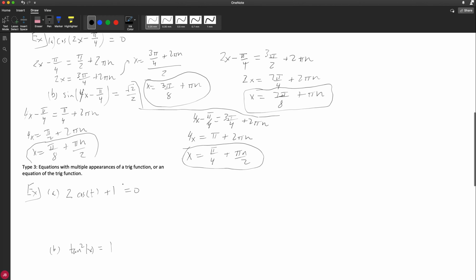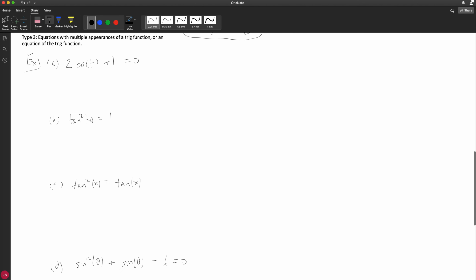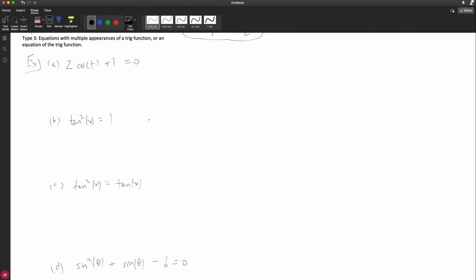All right, now coming down here to type 3, you kind of have to use some algebra techniques to solve these problems. So here, looking at this first one, there is no set rule to solve this. Just kind of follow your nose here. So for something like this, maybe isolate cosine of t. So you'll notice 2 cos t equals -1, and then I can divide by 2. And so cos t has to equal -1/2.